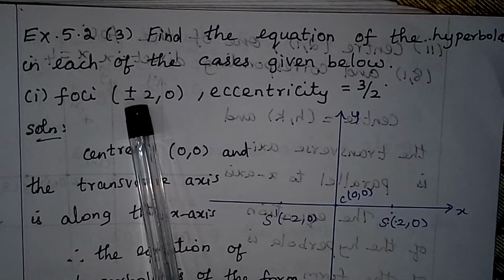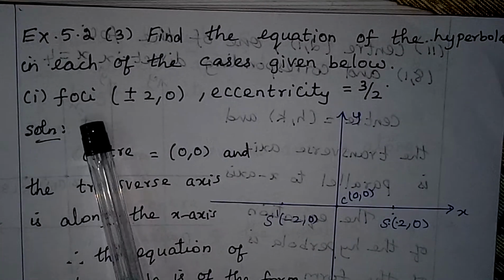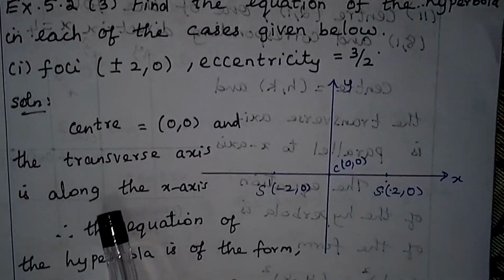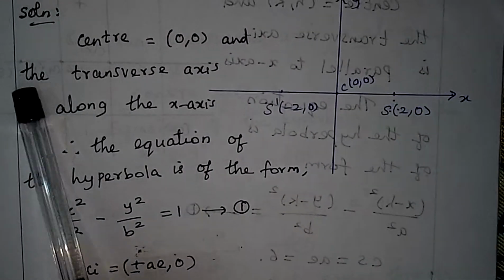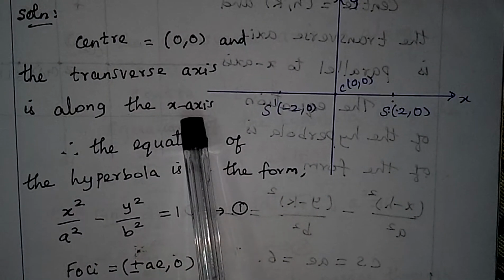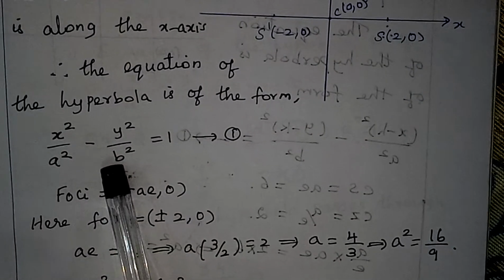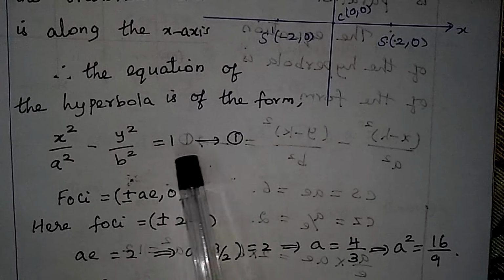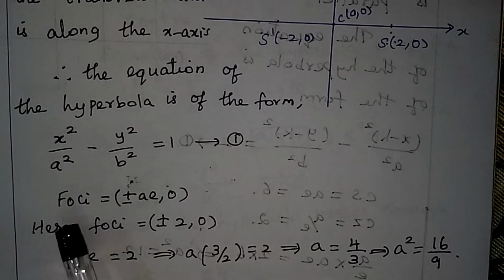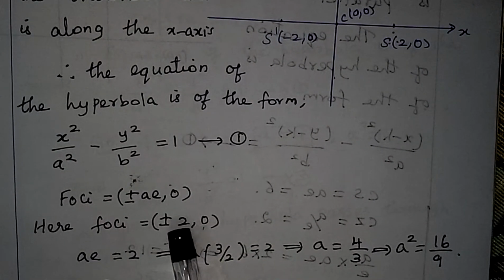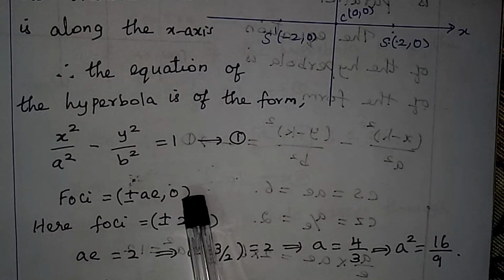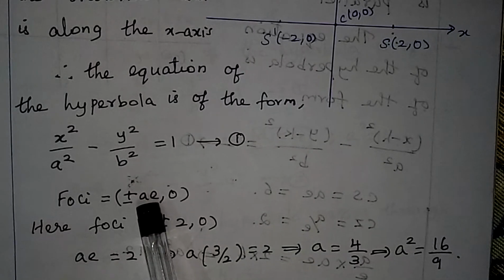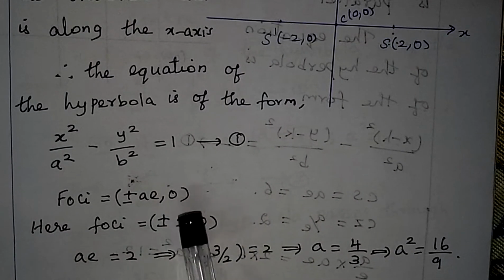That is the first type, and the center is the origin because the focus is of the form plus or minus ae, 0. So you can say the center is the origin and the transverse axis is along the x-axis. So the equation will be of this form: x square by a square minus y square by b square is equal to 1. You can mark it as equation 1. The foci are of this form, plus or minus ae, 0. If we have 0 for any one of the coordinates, the other value will be ae only. So this is our ae value.